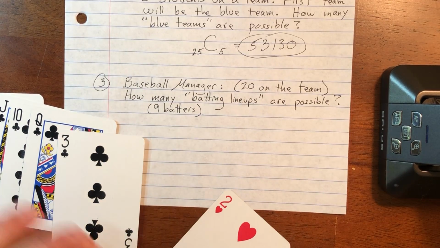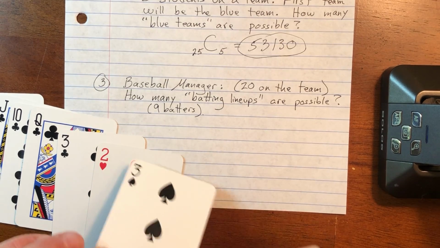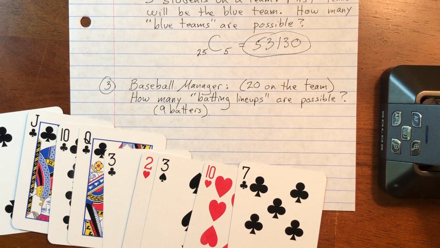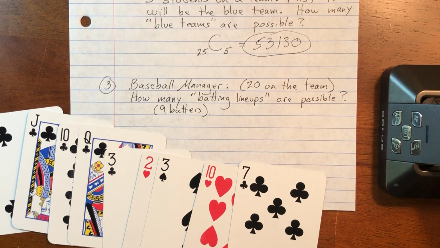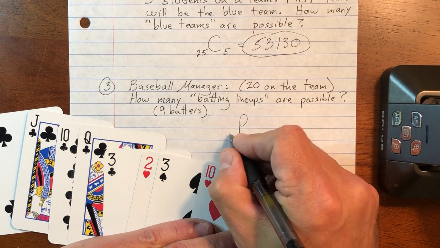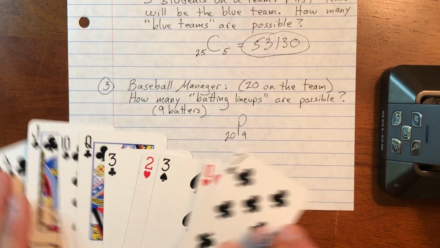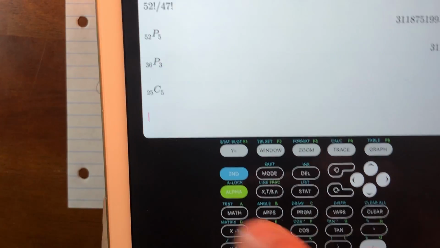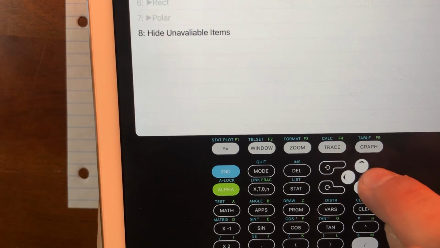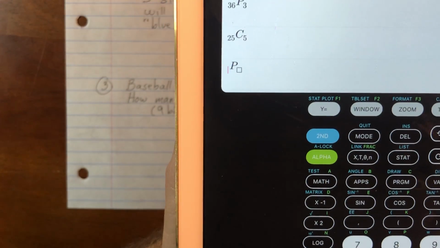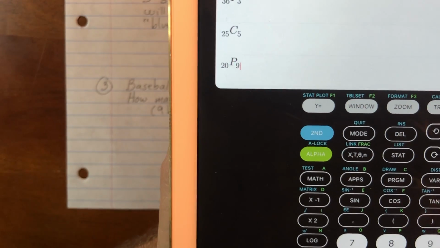Does order matter when you're selecting a batting lineup for a baseball team or a softball team? Absolutely it does. It makes a big difference what order you put those batters in. So since order matters, you have to use a permutation. So this is going to be a permutation of 20, choose 9. And so what is 20, choose 9? Well, let's get out the calculator again. We're going to use choice 2 and make it a permutation. We're going to have 20, and we're going to choose 9.